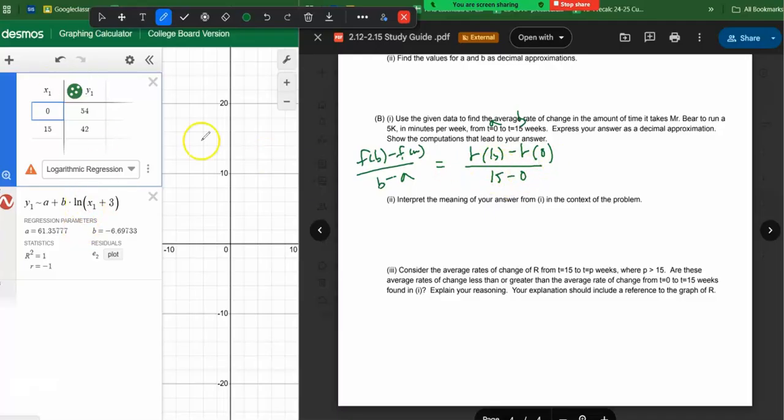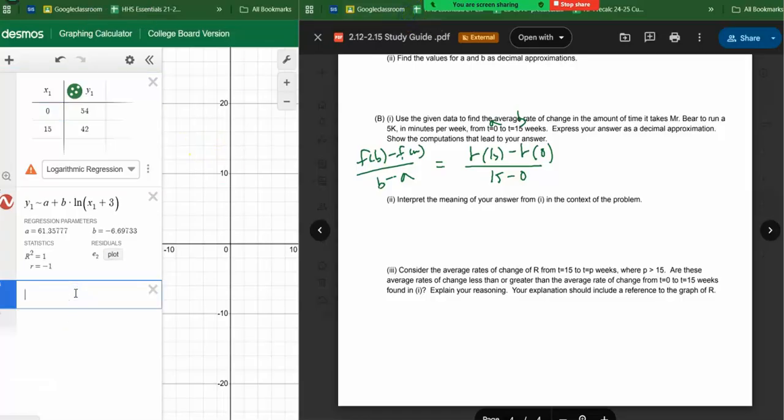The problem here is that my Desmos has no idea what the function r is, so I have to tell it. So r of, do you want to use x or t? Fine, let's use t, equal to a natural log of t plus 3. So now I told Desmos what my function r is. And underneath it, I can just go r of 15 minus r of 0.